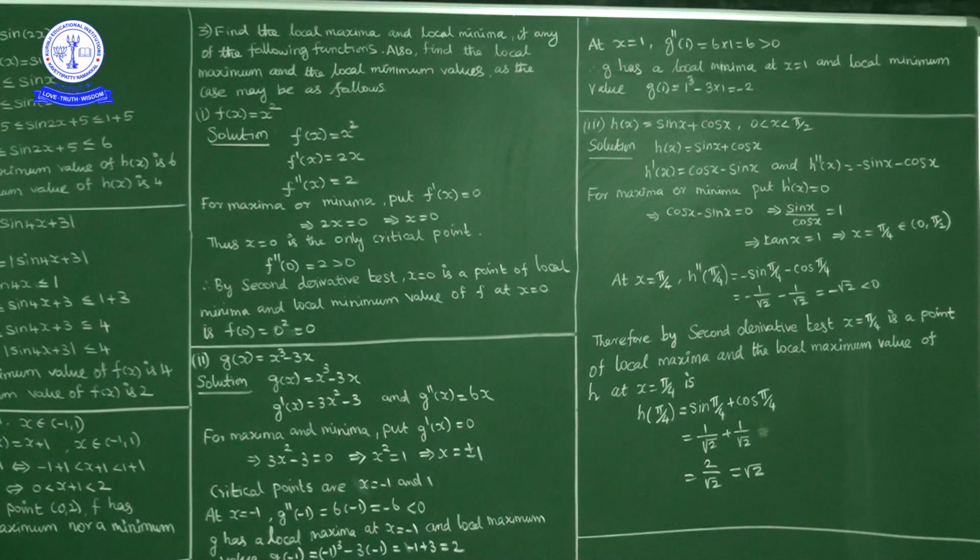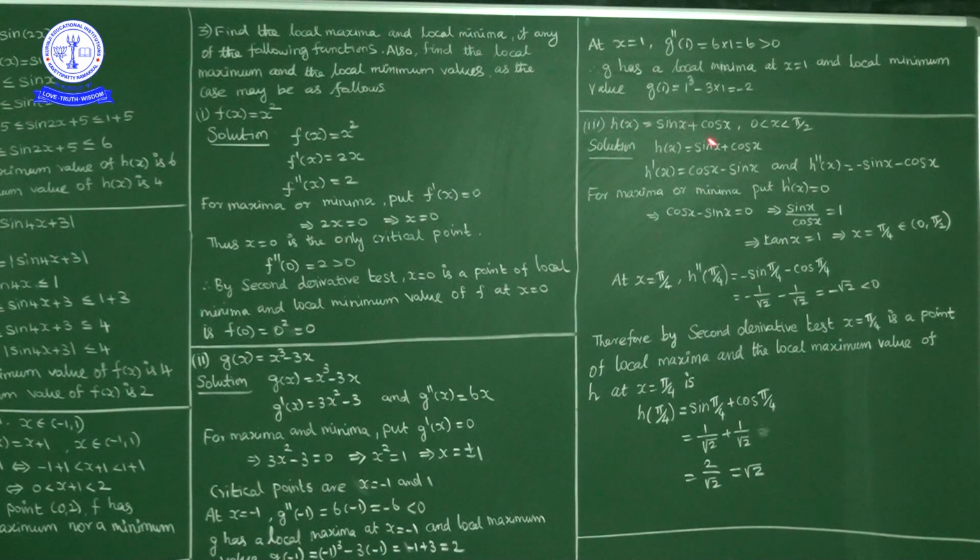If g double dash is negative at a point where g dash equals 0, then at that point a local maximum exists. Next, if g double dash is greater than 0 at a point where g dash of x equals 0, at that point a local minimum exists. Okay, next question.